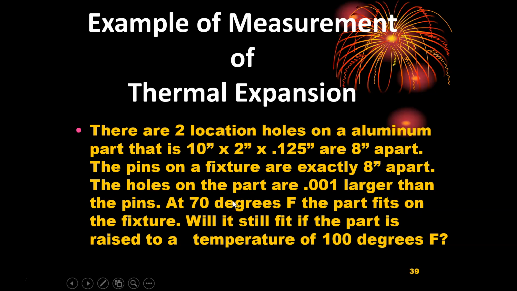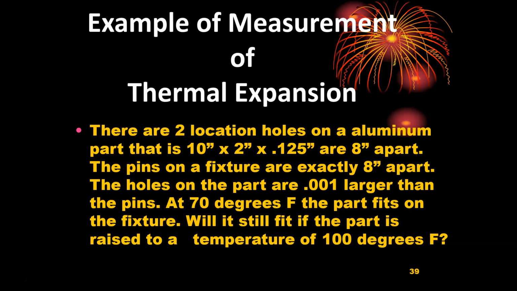So we throw all that into a formula. So first thing we would do is throw in the coefficient, 12.8 times 10 to the negative 6 times the 8-inch distance times 30. Okay, 30 is the change in temperature. So if we work that equation out, the change in length should be just a slight amount over 3 thousandths. If we round it, it should be 0.003.